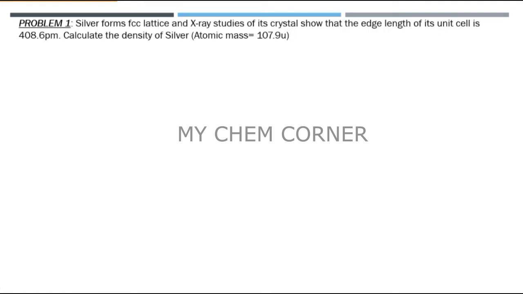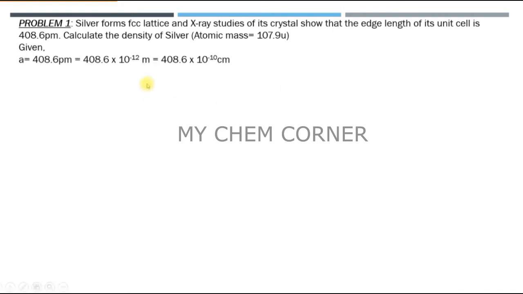So here the first problem is: silver forms an FCC lattice, and an X-ray study of its crystal shows that the edge length of its unit cell is 408.6 picometer. Calculate the density of silver whose atomic mass is 107.9. So here, these are the few pieces of information given to us in the question. Let's put that down in the solution, so that we are not confused when we try to substitute it. So let's write what is given to us in the question.